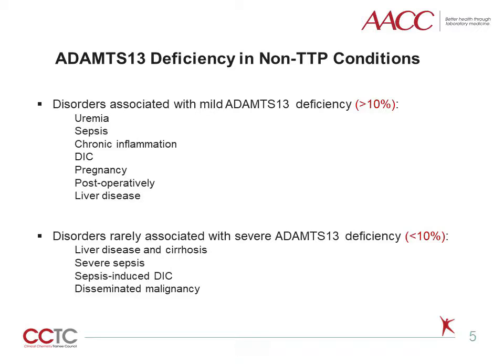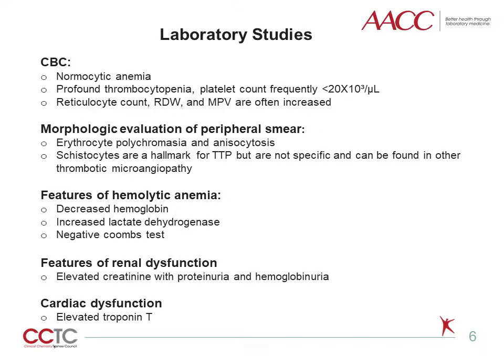Rarely, severe ADAMTS13 deficiency, less than 10%, has been identified in liver disease and cirrhosis, severe sepsis, sepsis-induced DIC, and disseminated malignancy. Laboratory testing to perform in the evaluation of TTP includes review of the complete blood count that shows normocytic anemia, profound thrombocytopenia, with platelet count frequently less than 20, and often increased reticulocyte count, red cell distribution width, and mean platelet volume, which is an indication of the increased turnover of red blood cells and platelets.